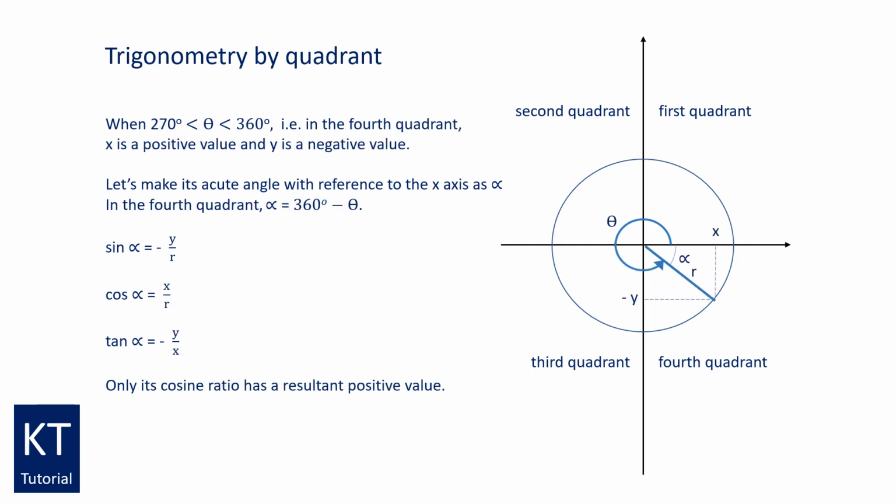And when theta is in between 270 and 360 degrees, which is the fourth quadrant, its x is a positive value, whilst its y is a negative value, with alpha being the acute angle with reference to the x-axis. In the fourth quadrant, alpha is equal to 360 degrees minus theta. Here, sine alpha is negative y over r, cos alpha is positive x over r, and tangent alpha is negative y over x. In the fourth quadrant, only its cosine ratio has a resultant positive value.